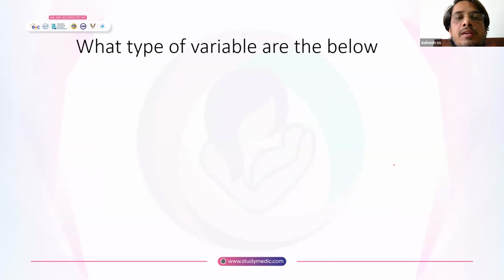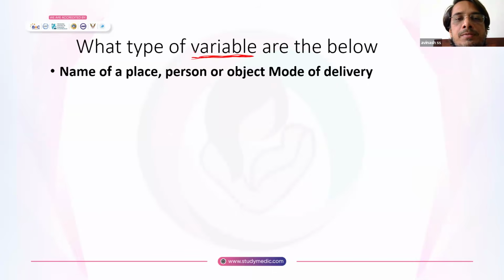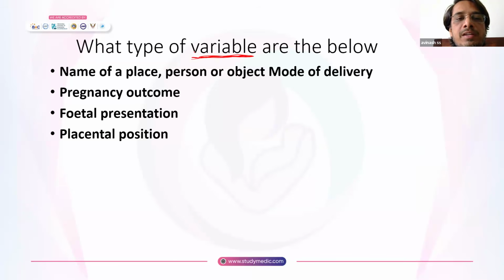If we can slightly go back to what are variables, we know that variables are the characteristics of interest that we observe in a sample. For example, name of a place or a person or an object, or mode of delivery. Is it cephalic or breech? Pregnancy mode of delivery, that is cesarean or normal. Pregnancy outcome, is it good or bad? Fetal presentation is cephalic or breech. Placental position, is it anterior or lateral or posterior? All these are examples of nominal variables.